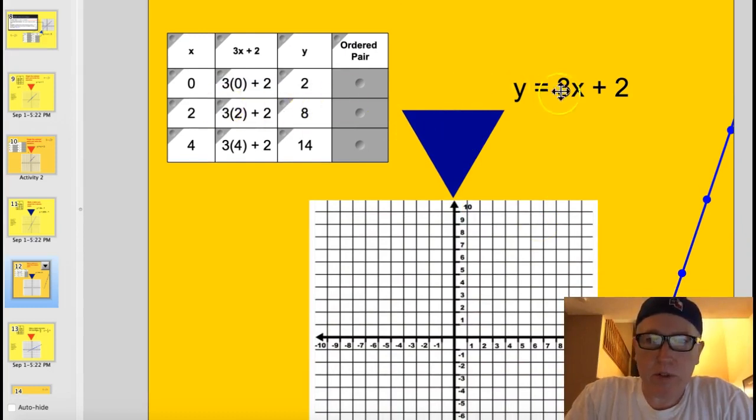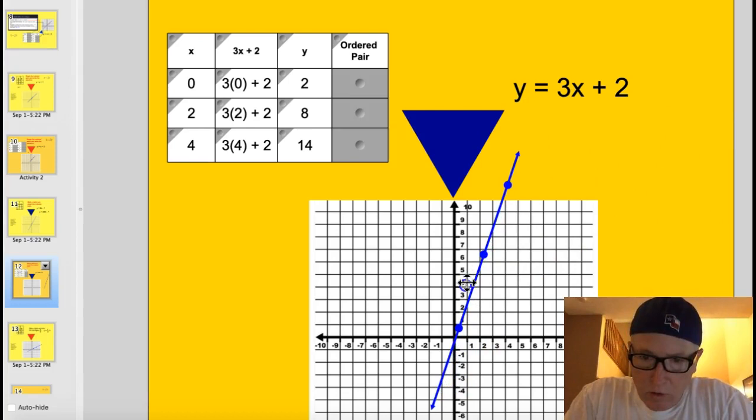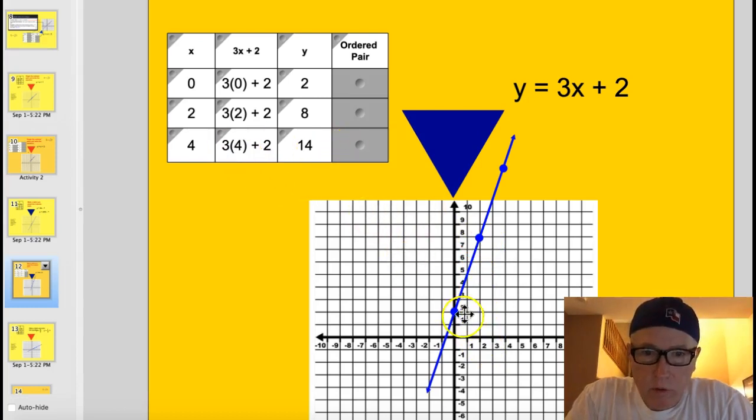So my ordered pair is 0, 2. Get this guy in there. Go over 0. And go up 2. And then I'll just check to make sure that I got the right one here graphed. I got 2, 8, over 2, up to 8. That's good. And I got over 4, up 14.